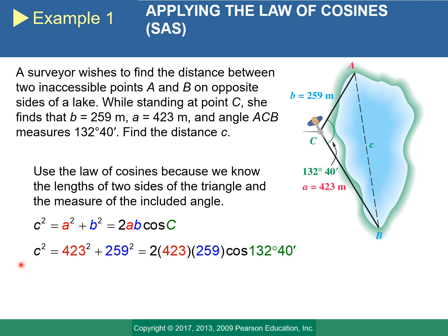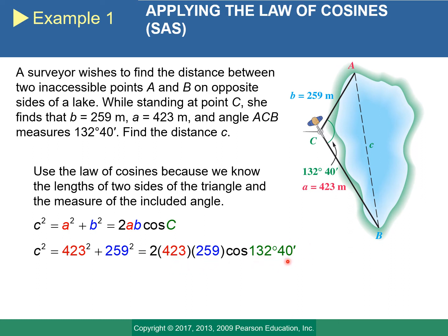And so most likely you'll just use your calculator here. After you fill in your values, make sure on your calculator you use enough parentheses. And if your calculator doesn't square nicely, you might want to put parentheses around the 423 and the 259 as well. Oh, this is a typo right here. This should be minus. So minus 2 times the product of A times B, and then cosine of your angle.